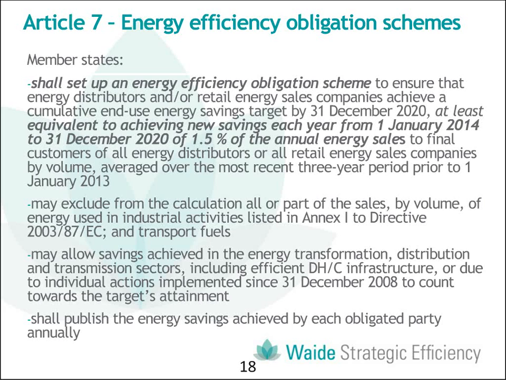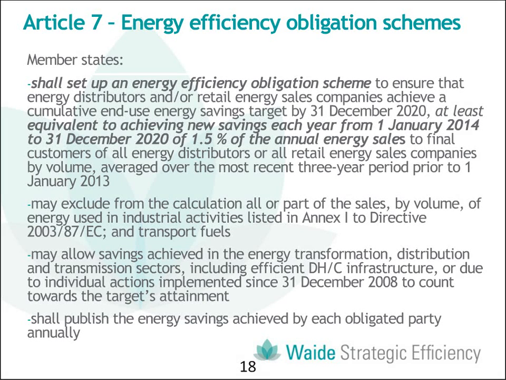Now, this is a cumulative annual savings requirement, so it results in a requirement to have savings of over 10.5% by 2020. Or it would do if that's where all the provisions were in this. And that is obviously a very significant requirement, and it is mandatory. However, there are certain exclusions or exemptions that can be put into this. So they can exclude from this calculation all or part of the sales by volume of energy used in industrial activities and of transport fuels.